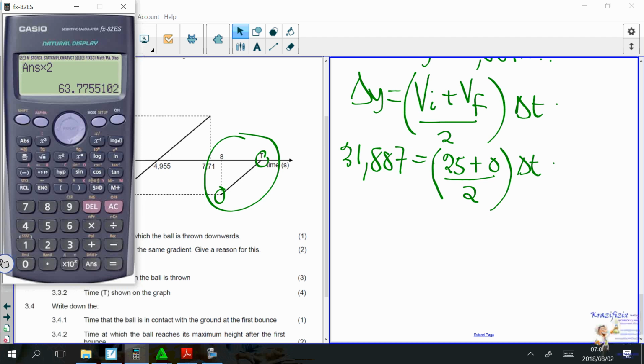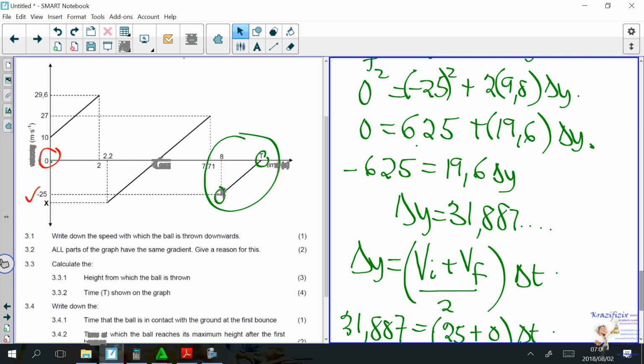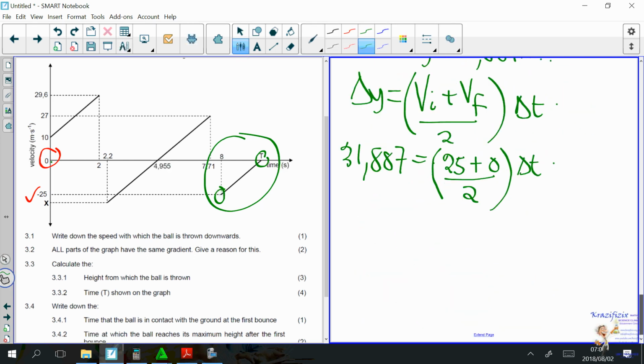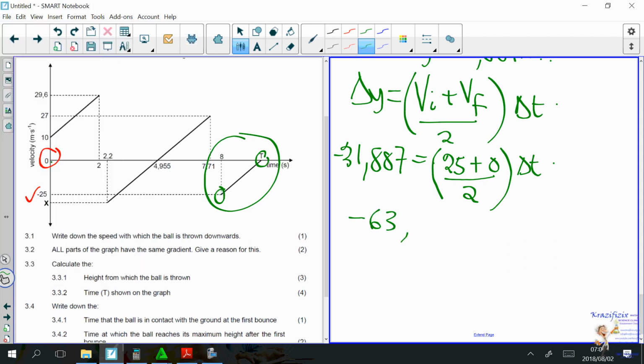63,775. Okay, let's go check something there. Do we have that there? All right, by the way, it is negative. We forgot here, it's negative. The signs can be very, very disturbing sometimes. So it is negative. So I'm going to have negative 63, remember it's still a long answer, don't round off, equals negative 25 delta t.